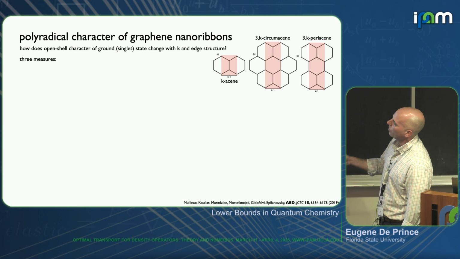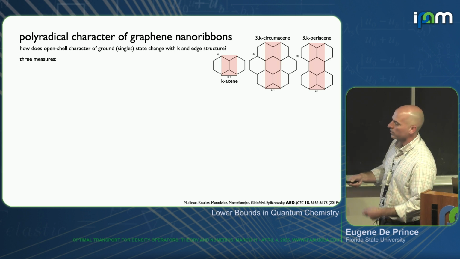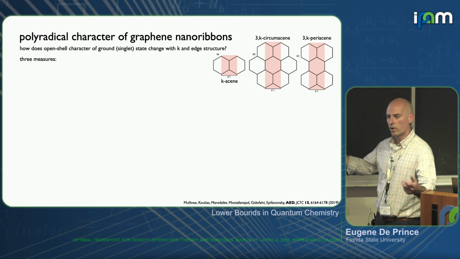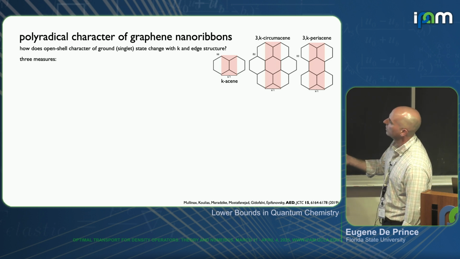is the emergence of polyradical character in molecules that look like this. These are carbon atoms. Each of these vertices represent carbon atoms. And as these chains get longer, you get more and more open shell character, more and more unpaired electrons, even though the ground state is a singlet where all the electrons should be paired.